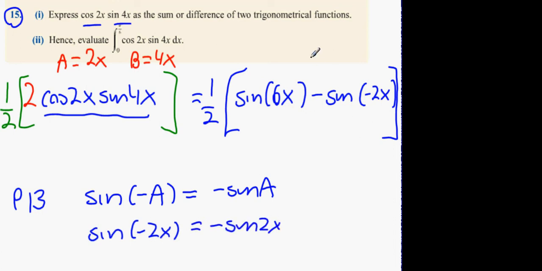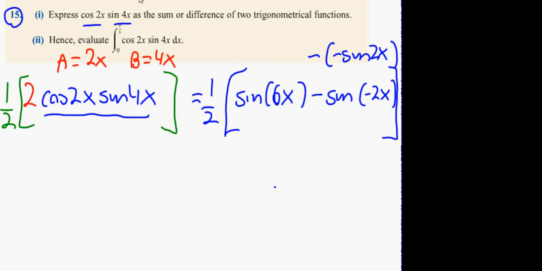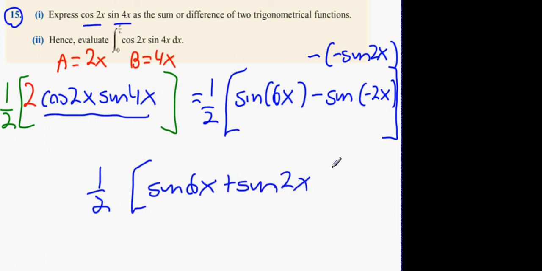And what is minus sine 2x plus sine 2x? So this question here is going to turn into a half sine 6x plus sine 2x. Tell me something, have I even integrated yet? No. I've just answered question 1. Haven't even done question 2 yet.